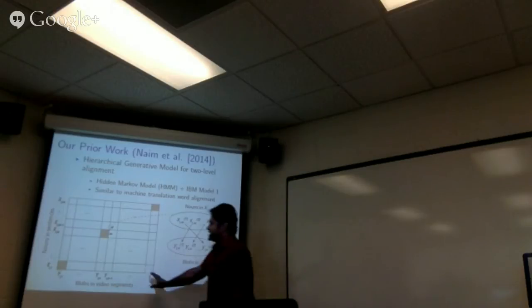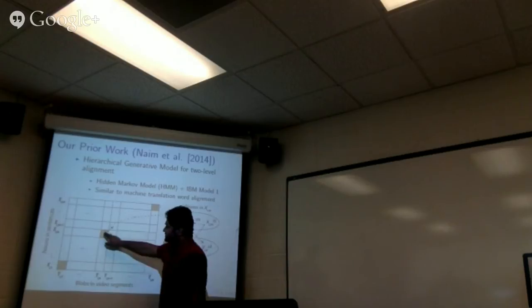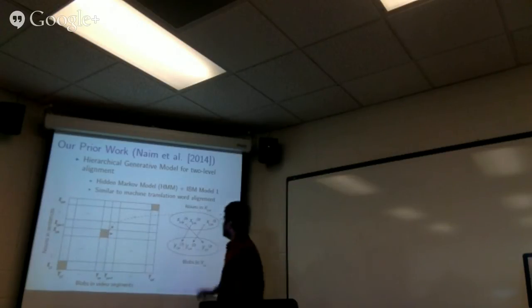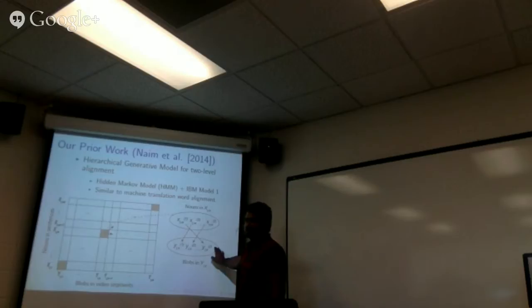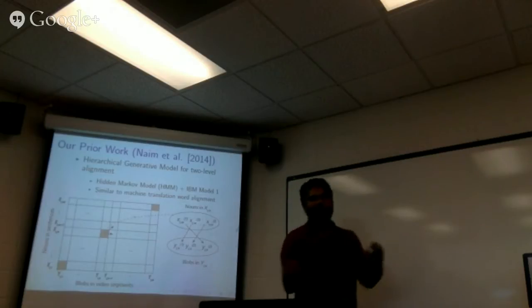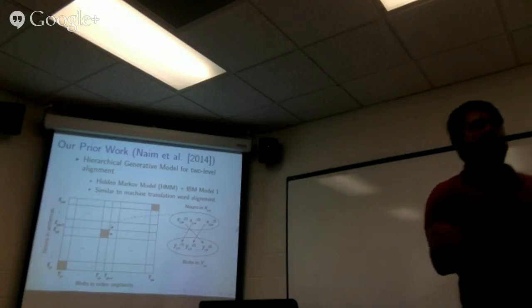So that was the HMM part, which does this sentence level alignment. Now, if I say that this video segment was generated from this sentence, you can think of it that there are multiple nouns in that segment, and there are multiple blobs or objects in that video chunk. And we also want to learn the mapping between them.